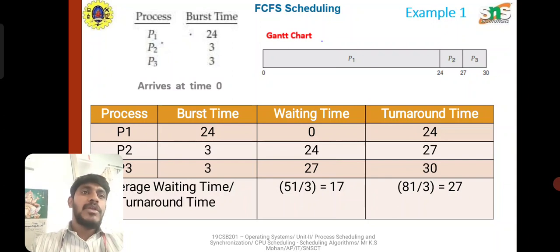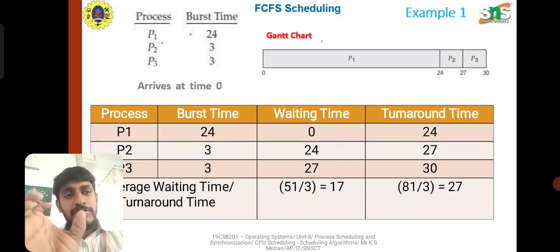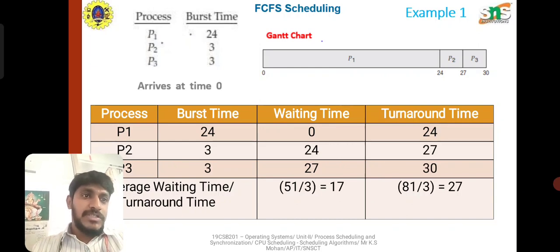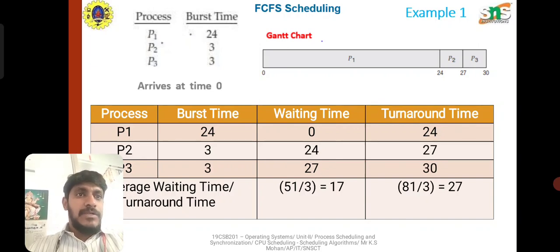Why? Because the burst time of process P1 is 24 and the burst time of process P2 is 3. So cumulatively, the waiting time of P3 will be 27. Turnaround time is nothing but the total time for a process from its arrival time.